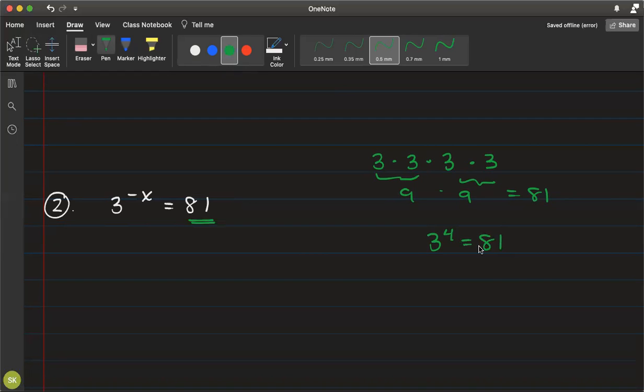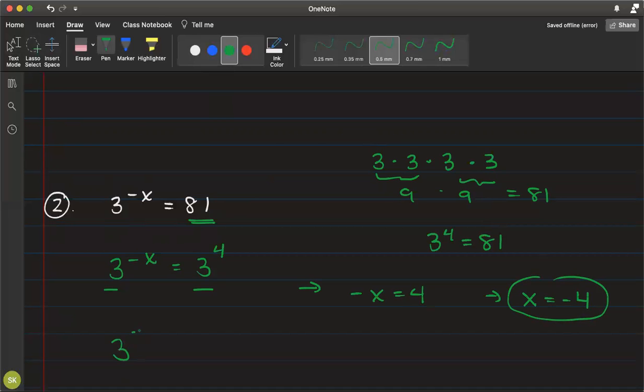We can substitute 3 to the 4th for 81, so we'll have 3 to the negative x is equal to 3 to the 4th. And now we have the same base. So all we have to do is set negative x equal to 4, and you'll see that x is equal to negative 4. Let's plug it in to double check. 3 to the negative x, well if x is negative 4, a negative times a negative is a positive, so 3 to the 4th, which is 81.